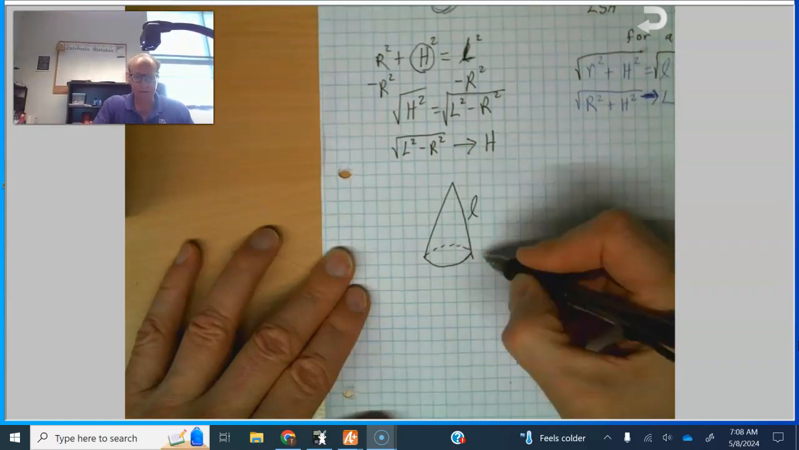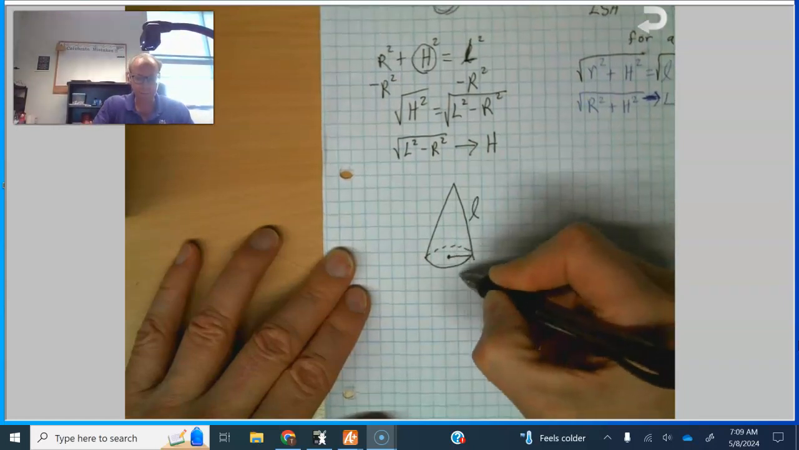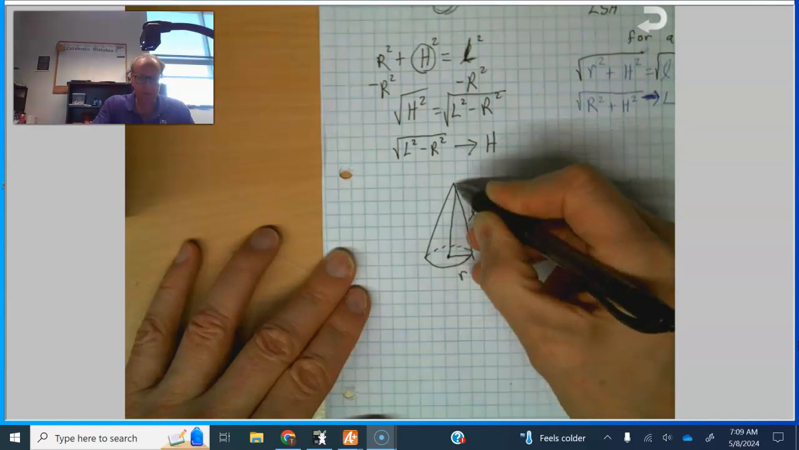This is my slant height. Here's my radius. This is R. And this is my height, H.